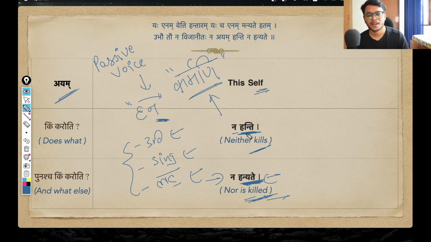And again, na hanti, na hanyate. That is why I am using neither and nor, because we are showing two contrasts: neither it kills nor it gets killed. That is why I have used neither and nor. I hope this karmani prayoga is also clear, because we have spoken about this before also.